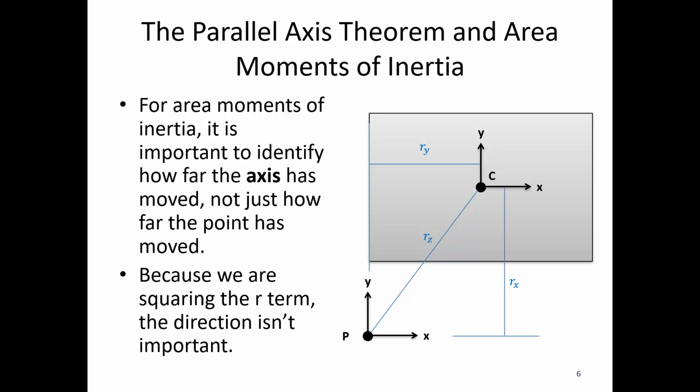And also, because we're squaring the term, it's Ar squared or Mr squared, the direction is not important. So don't worry about positive or negative, left or right. You just want to figure out the distance between those two axes and generally leave it as positive.